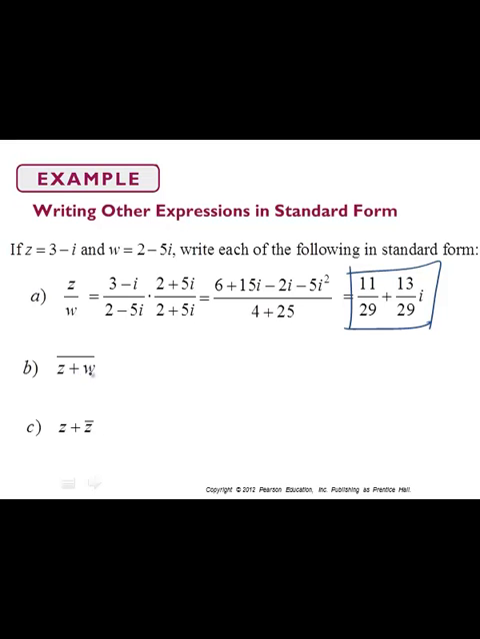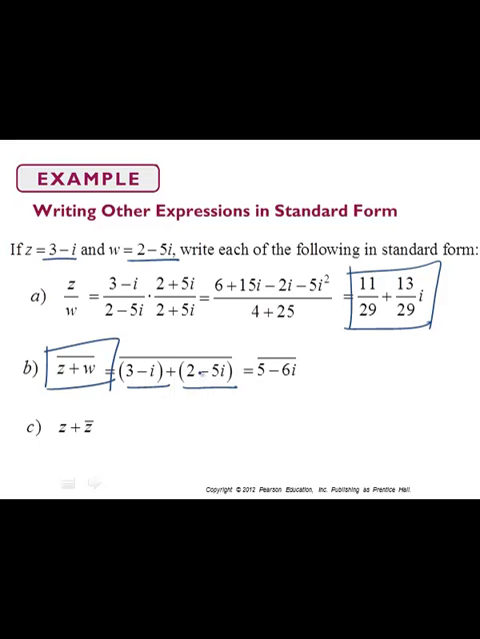Part B, you have the conjugate of z plus w. Now, what do you suppose you'll do first, according to what they're asking for here? Do we take the conjugate first, or take the sum of z plus w? The answer is take z plus w first. Now, z, remember, is 3 minus i. w is 2 minus 5i. So add those two complex numbers together. 3 plus 2 is 5. Negative i minus 5i is negative 6i. And then take the conjugate, which will give us 5 plus 6i.